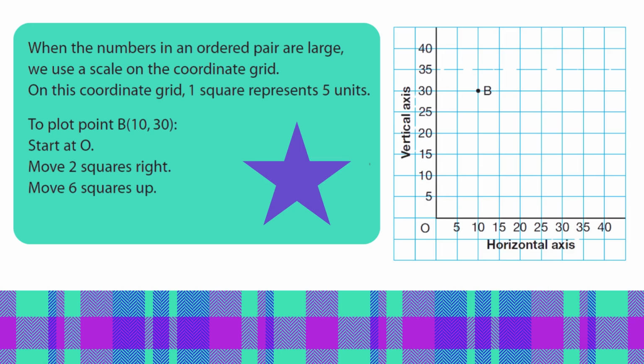Sometimes the numbers in our ordered pairs are large. When this happens, we use a scale on our coordinate grid. For example, 1 square on the grid would represent 5 units. If we want to plot point B, which has the ordered pair 10 and 30, we start at the origin. Since 1 square is 5 units, we move 2 squares to the right along the x-axis and 6 squares up along the y-axis.